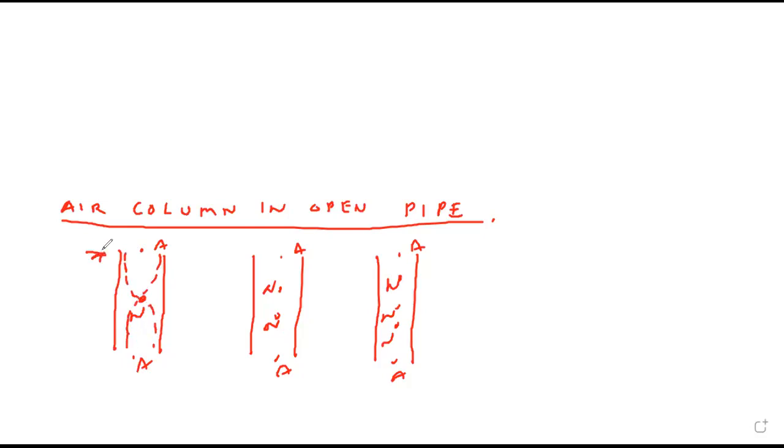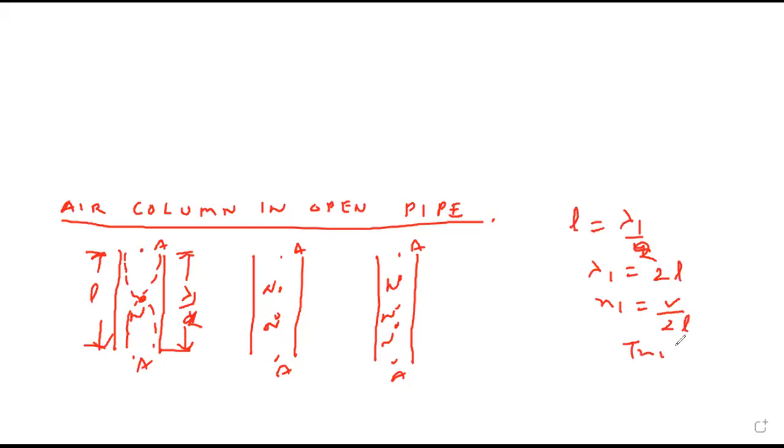In this case, vibrating length L is lambda 1 by 2, because the distance between antinodes is lambda by 2. So lambda 1 is 2L. Frequency is V upon 2L. This is fundamental frequency or first harmonic.